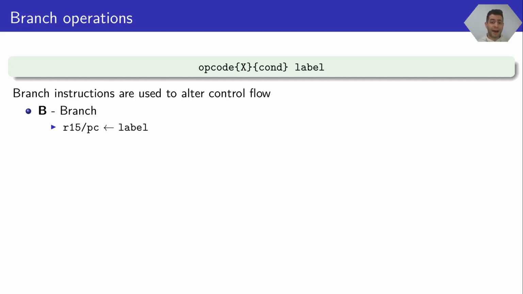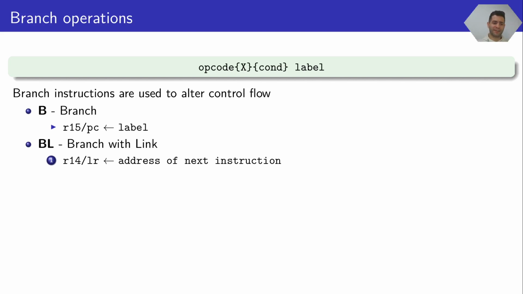What else? Yes, we also have the branch with link instruction. That is the same. The only difference is that it is saving the address of the next instruction into the link register, and then it is performing the jump. But what does it mean?